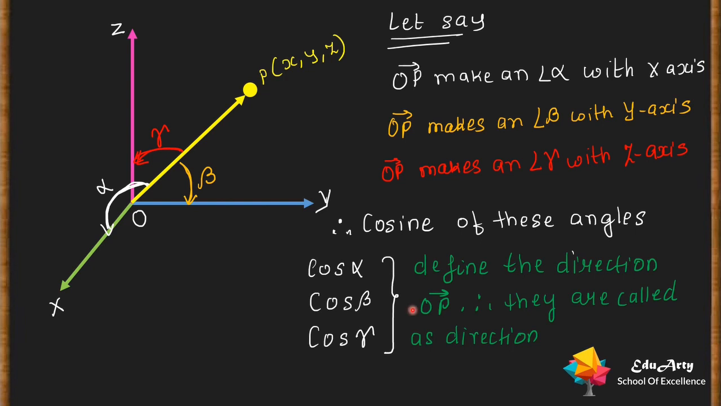I think until here it's absolutely clear. I don't think there is any chance of confusion. Okay, now let's go ahead. So going ahead from here, what are our direction cosines?